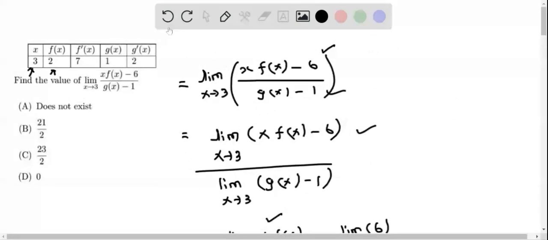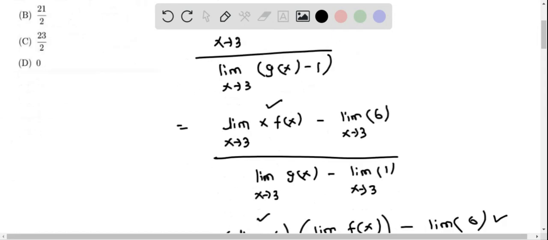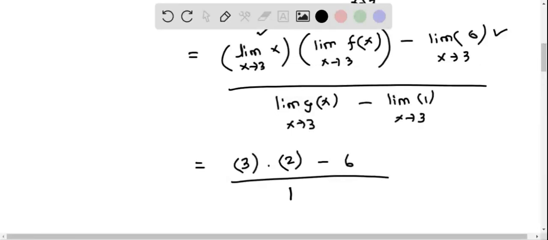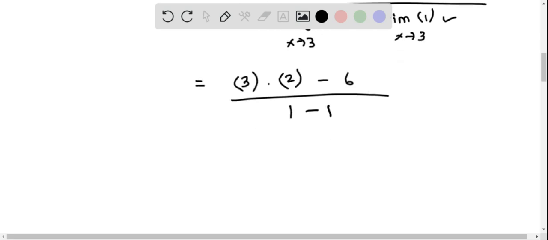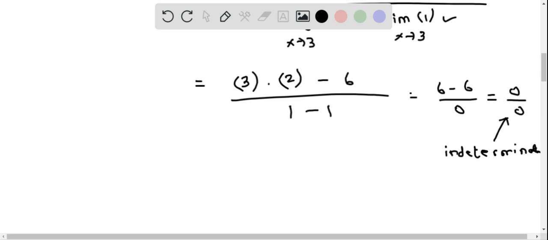So we will have to utilize the table. We look at this column: when x approaches 3, g(x) is 1. So we can put 1 over here, and then minus 1. Again, this is the limit of 1, which is a constant, so this becomes 1. Now let's simplify this. 3 times 2 is 6. 6 minus 6 over 0. So we get 0 over 0. So this is an indeterminate form. And when we get an indeterminate form, we will have to use L'Hopital's rule to evaluate the limit.